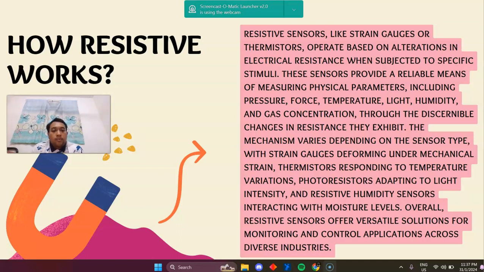With a strain gauge deforming under mechanical strain, thermistor responding to temperature variation, photoresistor adapting to light intensity, and resistive humidity sensor interacting with moisture level. Overall, resistive sensors offer a versatile solution for monitoring and control applications across diverse industries.